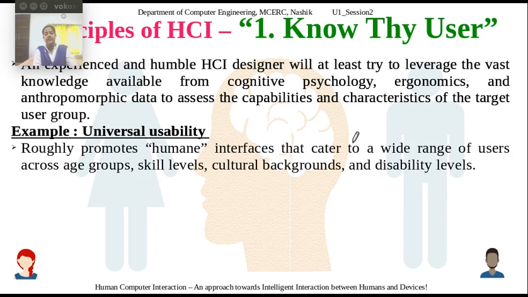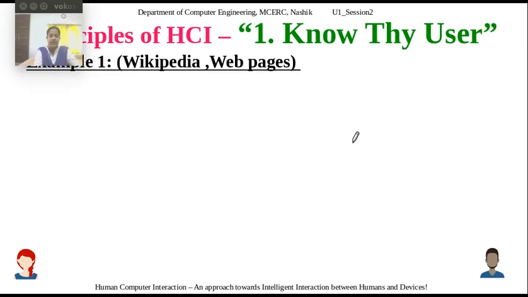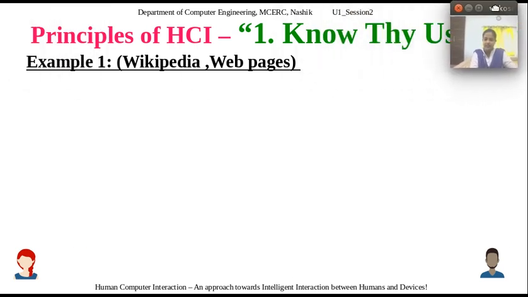Let's take the example of the first principle, which is universal usability. Let's check out the example directly. Here I have given the example of Wikipedia and web pages. Why have I taken these examples? Our example of know the user is universal usability. What does it mean? Your application or your product should be usable across the globe. This is the general meaning of universal usability.